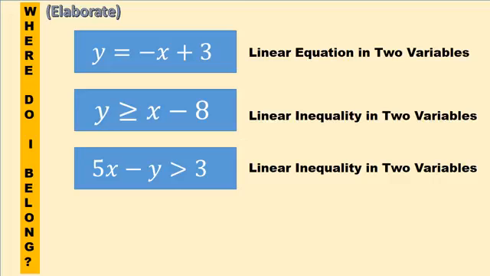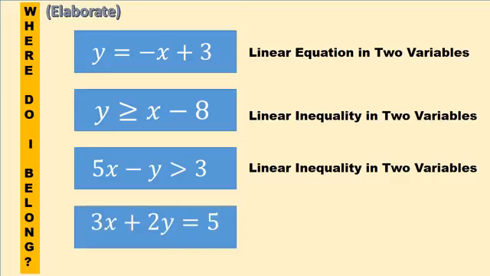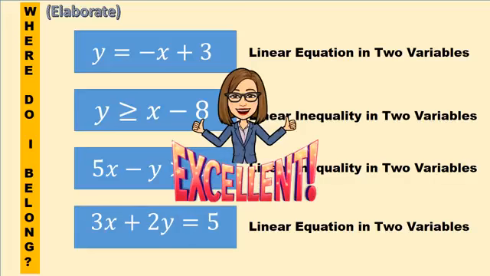Finally, our last given, 3x plus 2y equals 5. Your time starts now. Are you done? What is your answer? Wow, you did it. You got it right. It is linear equation simply because it uses an equal sign. Congratulations! You did an excellent job for this activity.